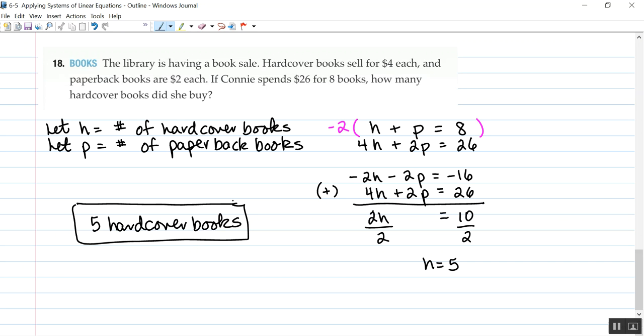I don't even have to find p because the problem didn't ask for that. And I definitely don't write my answer as an ordered pair because they were asking for specifically the number of hardcover books. So in this section, which was entitled Applying Systems of Linear Equations, we reviewed all of the different methods that we have for solving a system of linear equations, and you got to choose the method you wanted to use and then use that method to solve word problems.